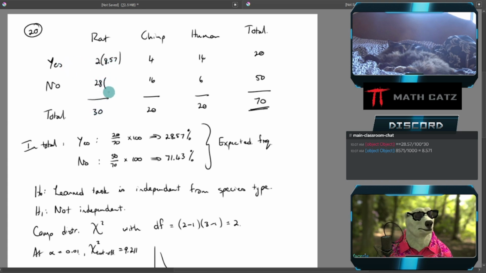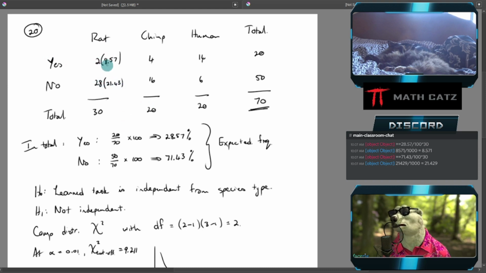Now 2 doesn't mean anything necessarily. I don't expect it to be exactly 8 or 9. In the no row, I expect 71.43% of 30. Now, of course, that's the rest. I don't round this in the calculation. I just round it when I speak casually, because then I think of whole rats, of course. We can't have half of the rats learning the skill and the other half of that same rat not learning the skill. That's ridiculous. But in the calculation, I do keep the decimals.